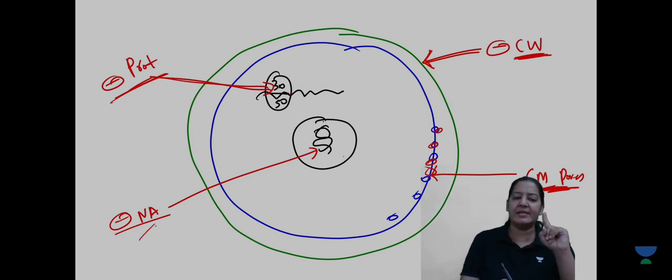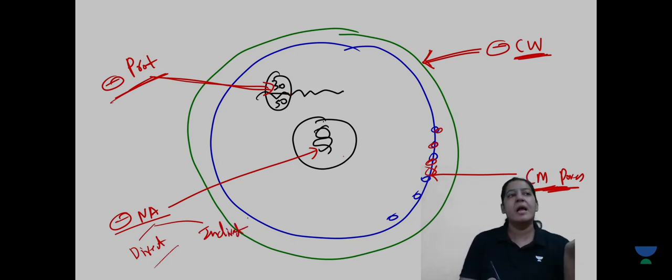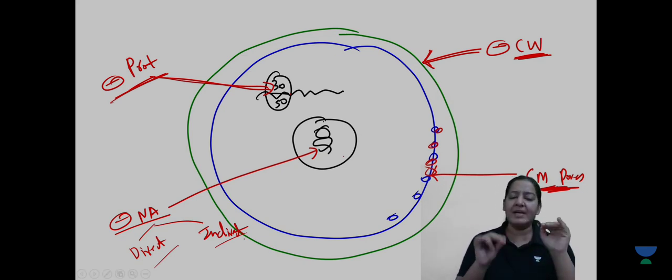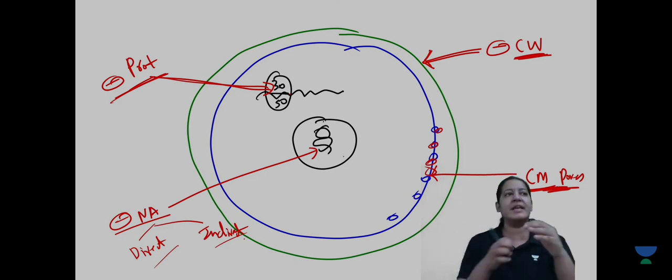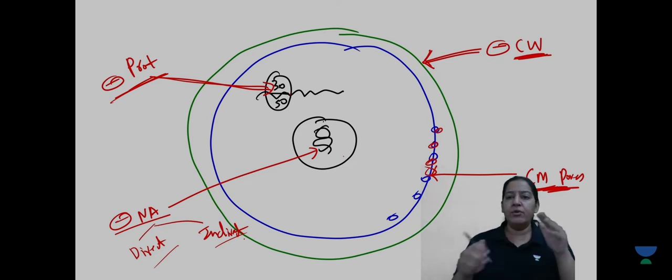The ones which inhibit nucleic acid synthesis are of two types. Some of them are direct inhibitors, some of them are indirect inhibitors. By direct, I mean they directly inhibit DNA and RNA synthesis. By indirect, I mean they inhibit folic acid synthesis, and folic acid is required for DNA and RNA. Can any one of you tell me the name of drugs in each category?